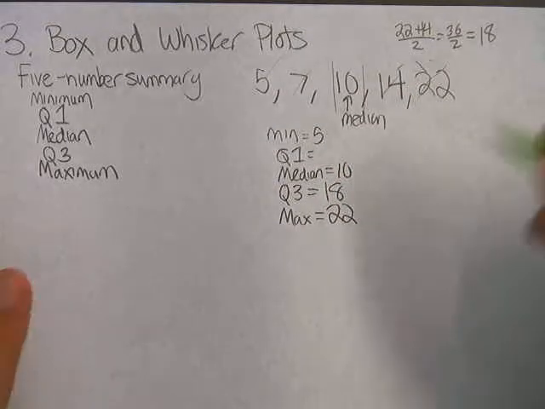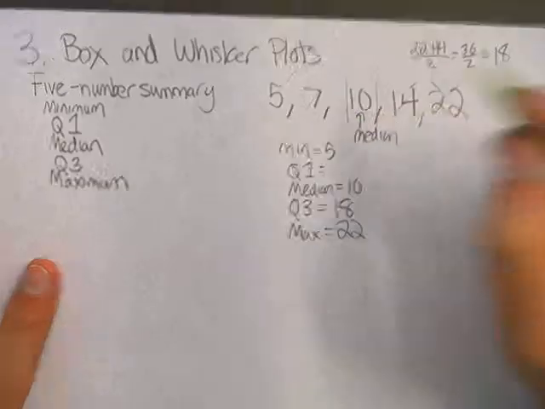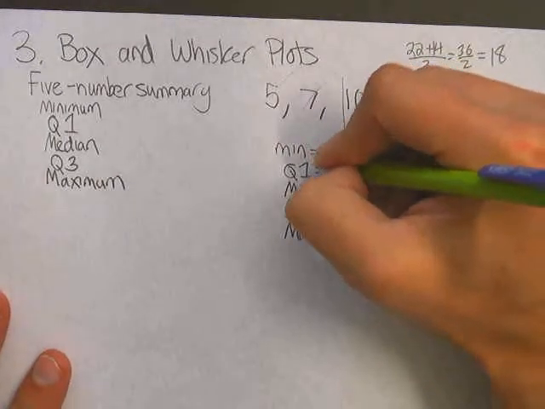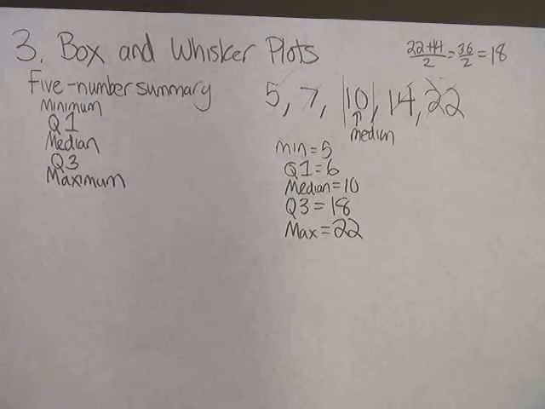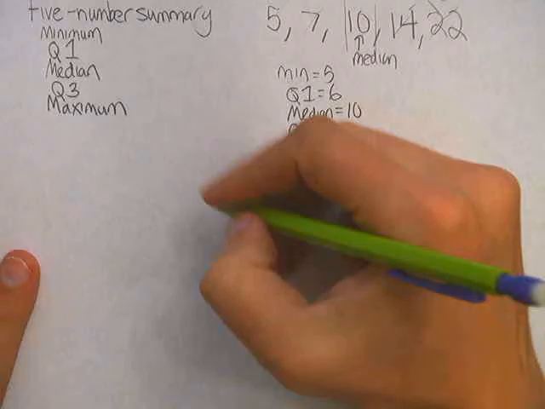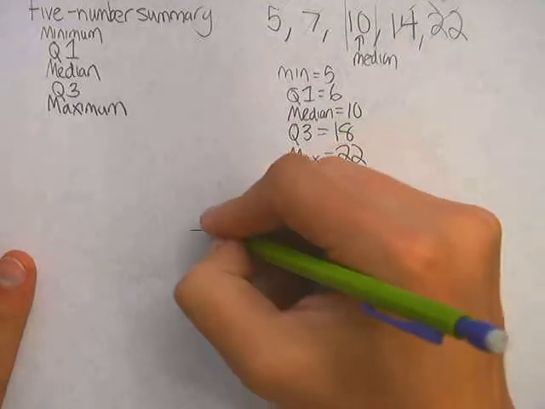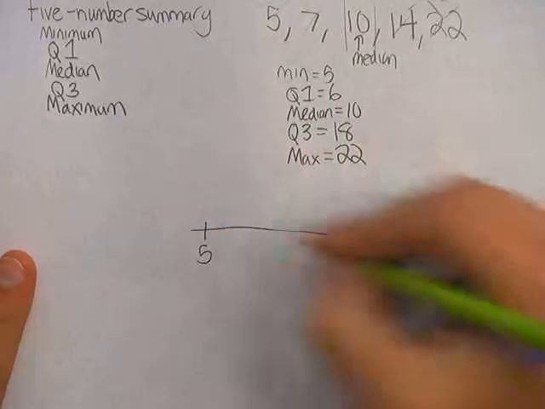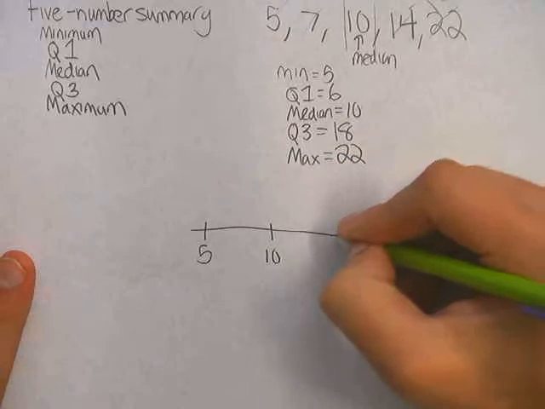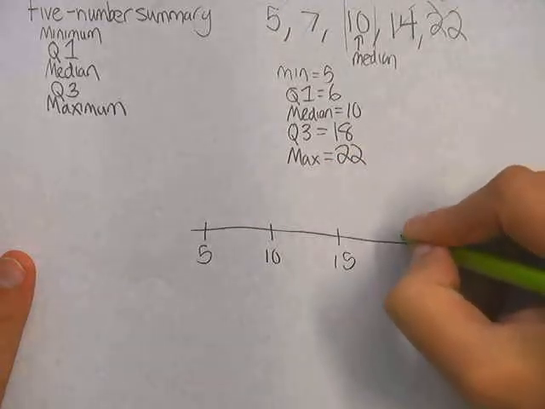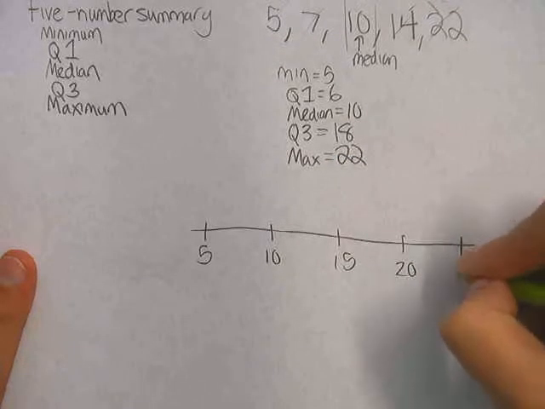My quartile 1, I just go halfway between 5 and 7, which is way easier. It's 6. Alright, now I'm ready to build a box and whisker plot. I know my box and whisker plot's going to go from 5 to 22, so I'm going to make a number line, 5, 10, 15, 20, 25.